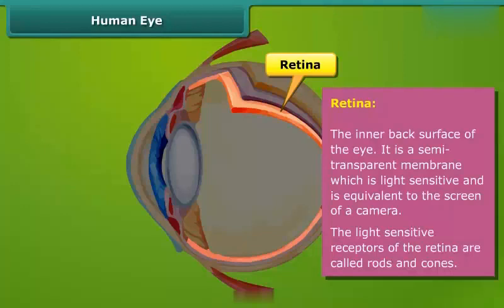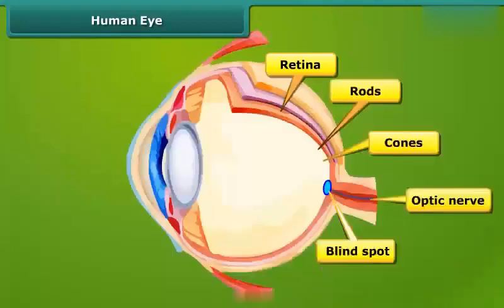The eye lens forms an inverted and real image of the object on the retina. The light-sensitive receptors of the retina are called rods and cones.